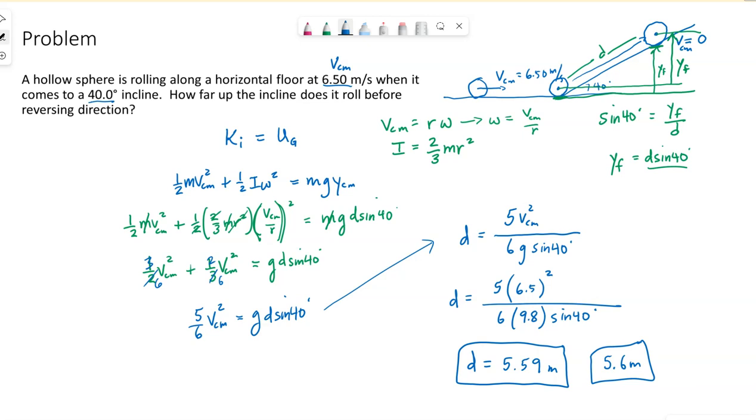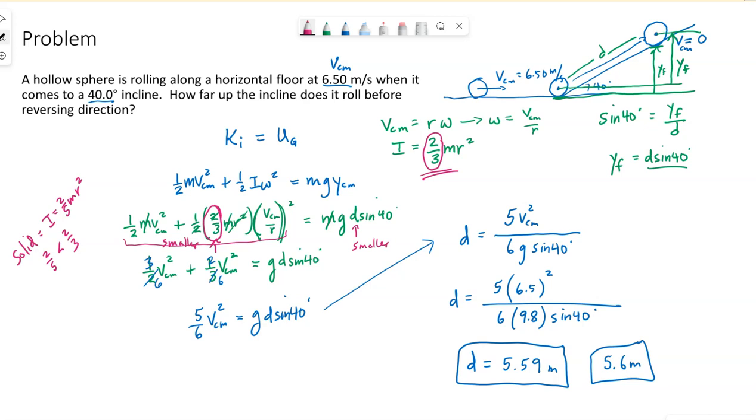Now, just a side note here, if this was a solid sphere, I would have been 2/5 mr squared. Ultimately, the difference would be this coefficient in front of the mr squared. Coming back to our equation, a solid sphere has an I of 2/5 mr squared. The 2/5 is smaller than the 2/3 for this hollow sphere. This number would be smaller, which means the whole left side of the equation would be smaller, which means d would end up being smaller.